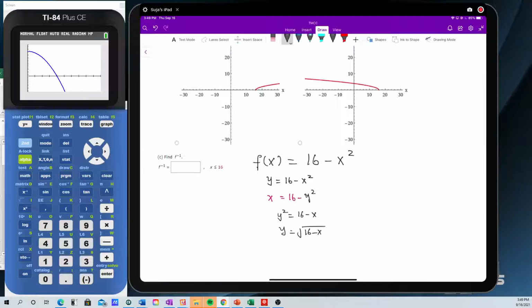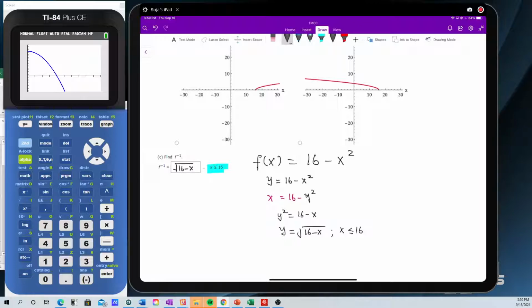Here again the domain restriction is x is less than or equal to 16, because the moment it becomes more than 16, then 16 minus x will become a negative number. The maximum I can have is 16. So there should be a restriction I have to put in when I write these functions. Oh yeah, they already did it for me. See here, square root of 16 minus x.